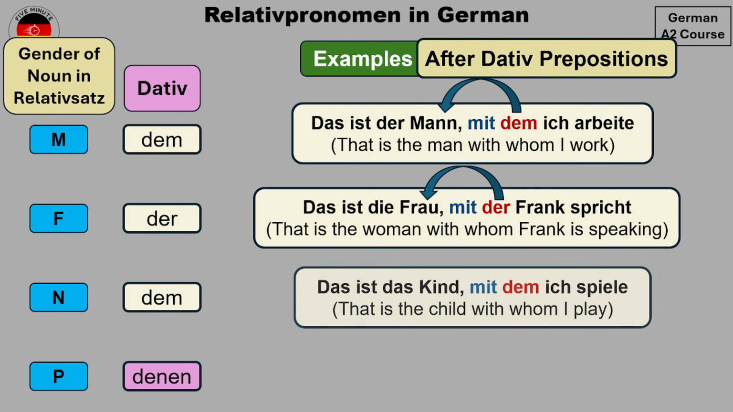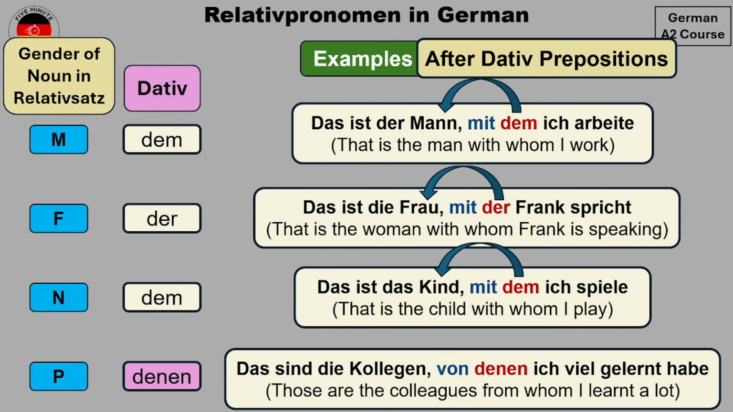An example with the neutral case will be, das ist das Kind, mit dem ich spiele. That is the child with whom I play. Again, you see we have used the dative preposition mit. That's why the relative pronoun is dem, which is used to refer to das Kind. An example with the plural case will be, das sind die Kollegen, von denen ich viel gelernt habe. Those are the colleagues from whom I learned a lot. So you see we have used the dative preposition von over here. That's why the relative pronoun will also be in dative, which is denen for plural nouns.